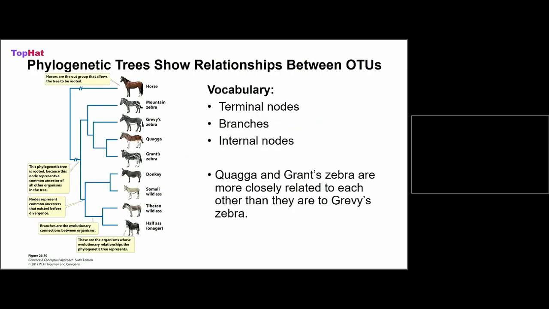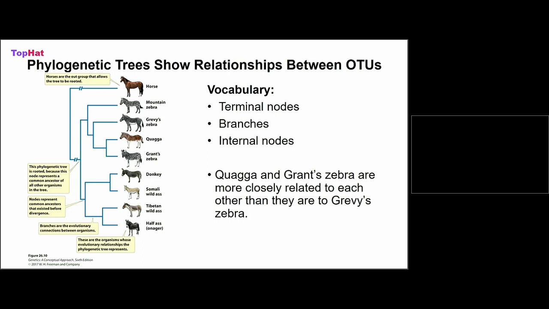Okay, here is an example of a phylogenetic tree. This is a phylogenetic tree of the genus Equus, which has a bunch of different types of zebras, and it is related to the horse, but the horse is our outgroup, right? It's more distantly related to all of these here. Now, here are our different organisms.